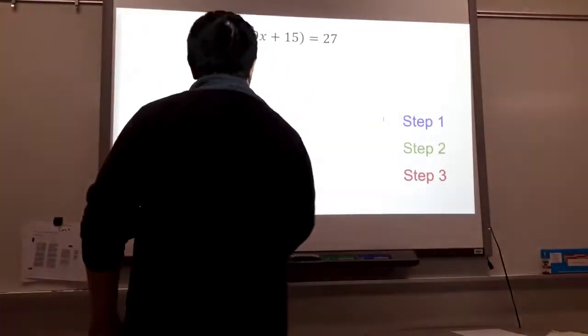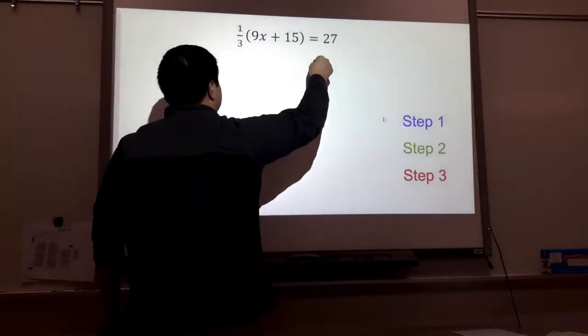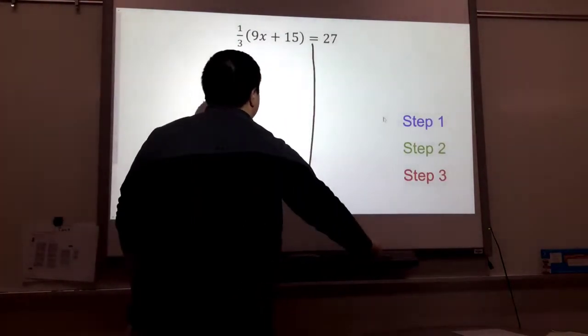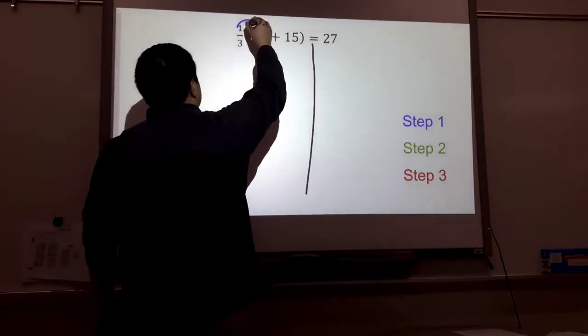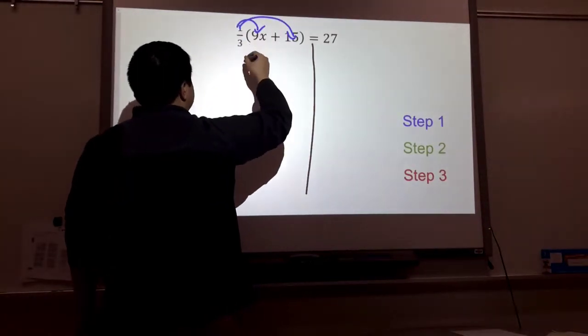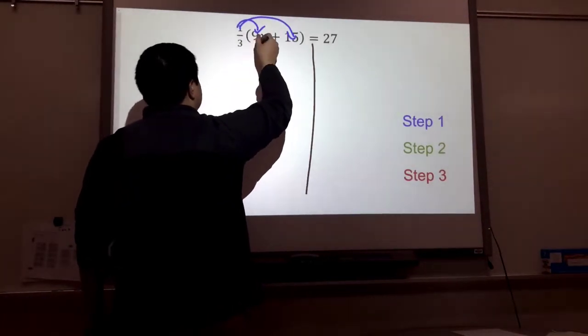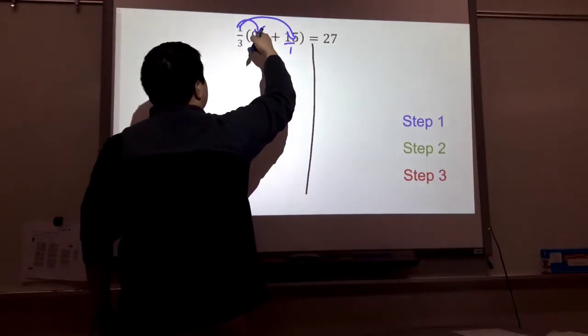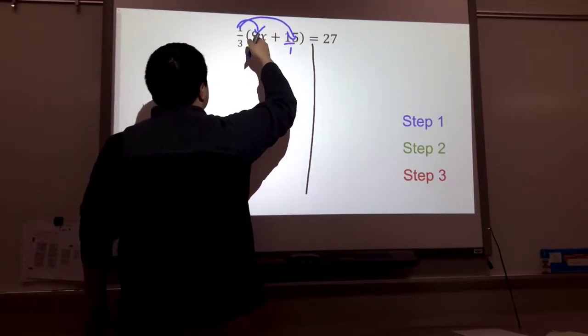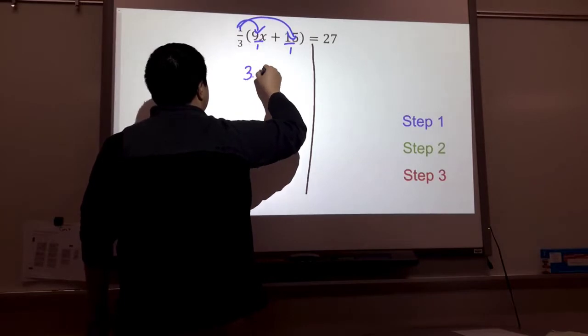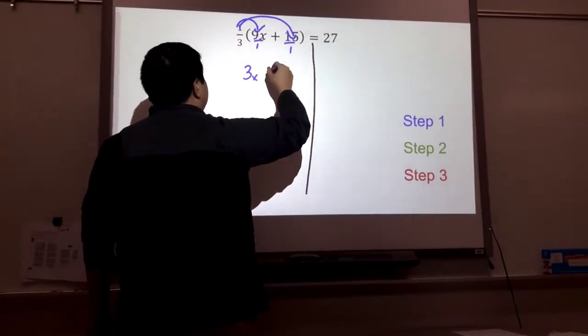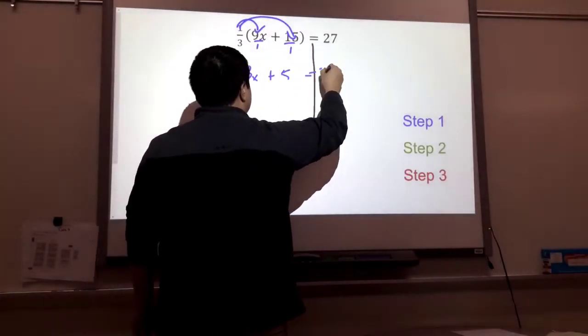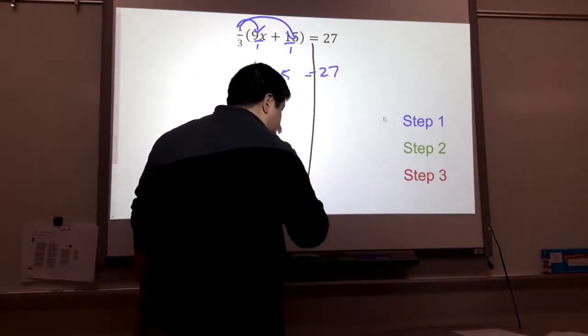So this is the next problem. Draw a line again down the middle. Step 1 is to simplify both sides, so we're going to distribute. On the right hand side, when we do that, this becomes 9 divided by 3. This is all over 1, all over 1. 9 over 3x, so that's going to be 3x. 15 divided by 3 is 5, so we get 5 equals 27. We are done, simplified both sides.